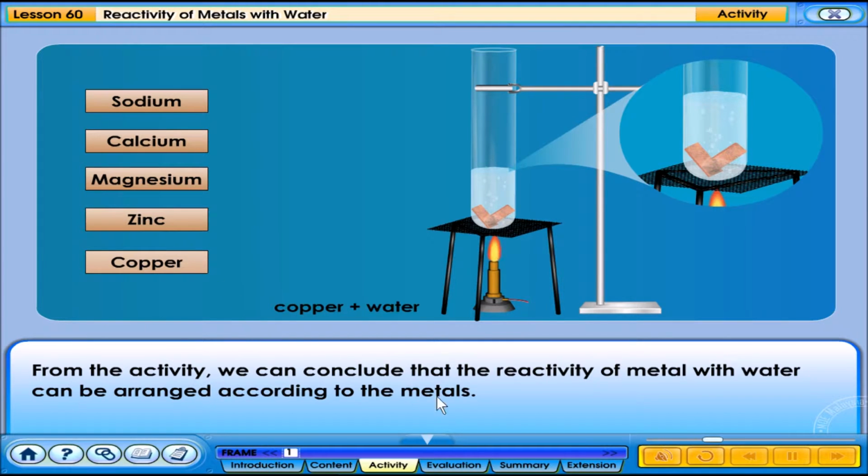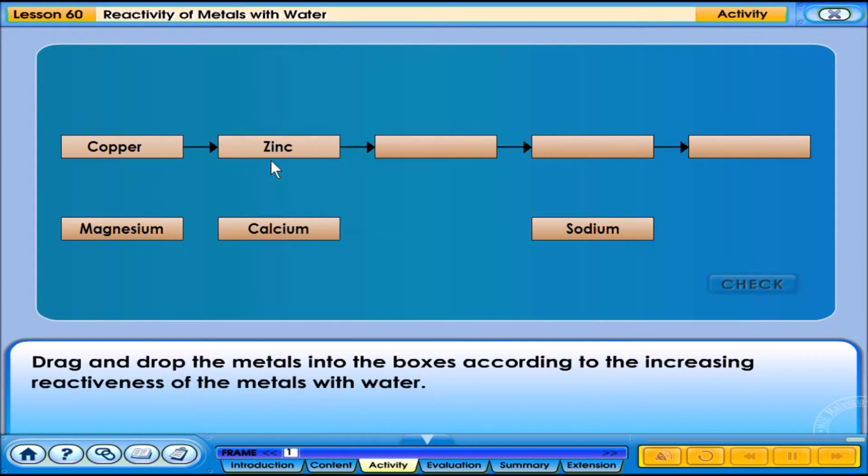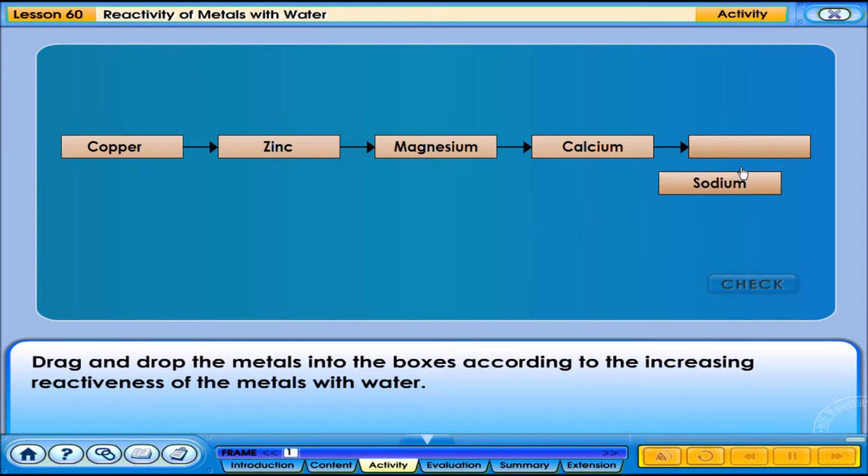From the activity, we can conclude that the reactivity of metal with water can be arranged according to the metals. Drag and drop the metals into the boxes according to the increasing reactiveness of the metals with water. Your answer is correct.